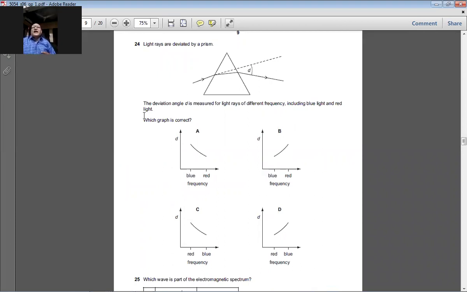Light rays are deviated by a prism. The deviation angle D is measured for light rays of different frequency, including the blue light and the red light. Which graph is correct?